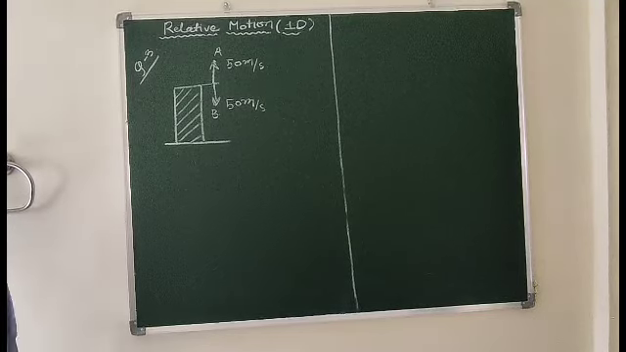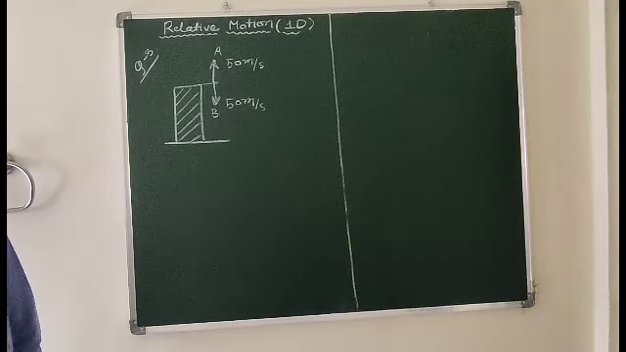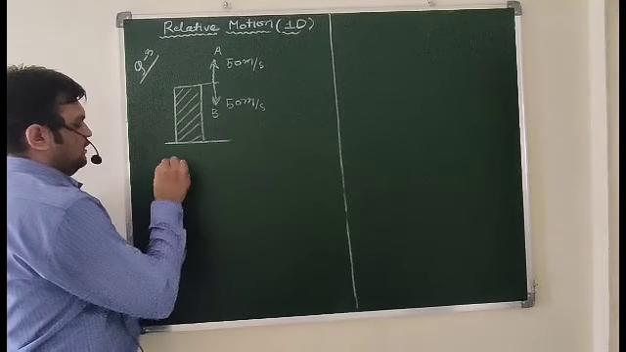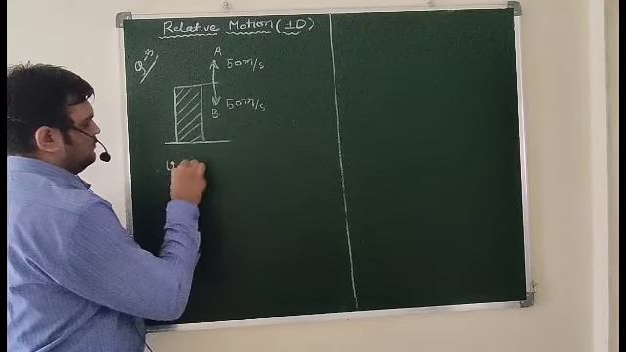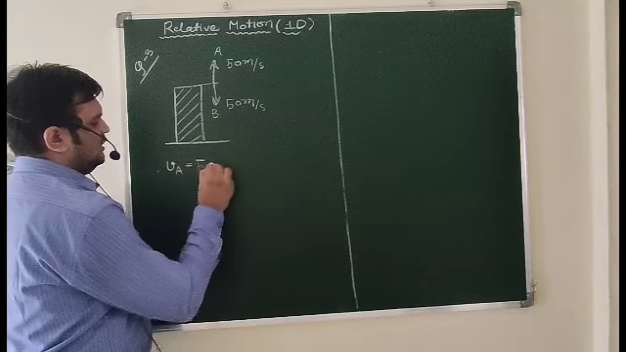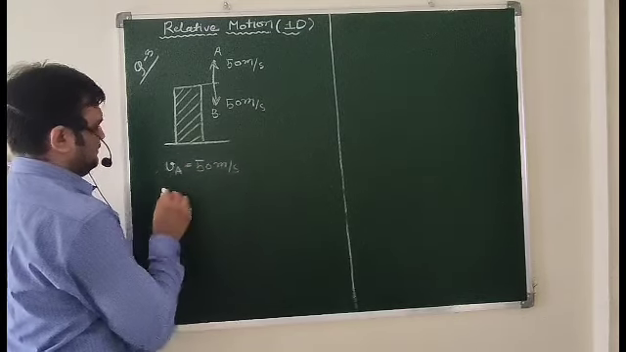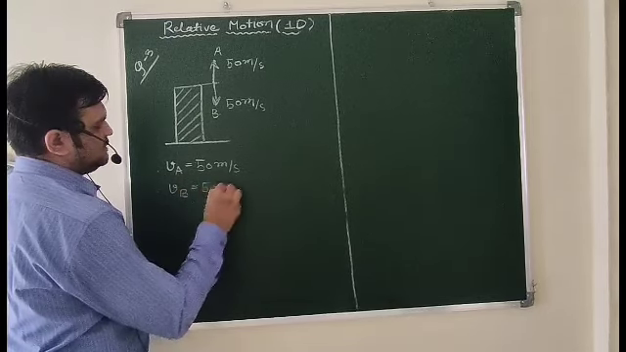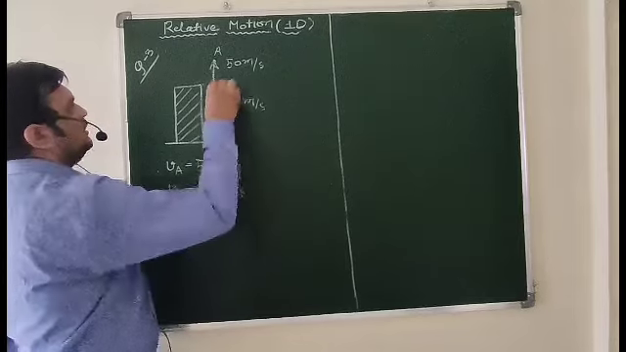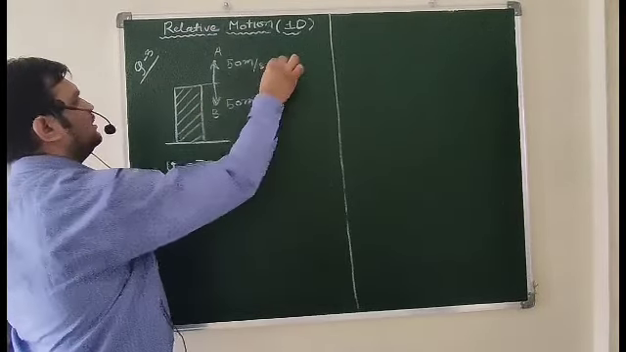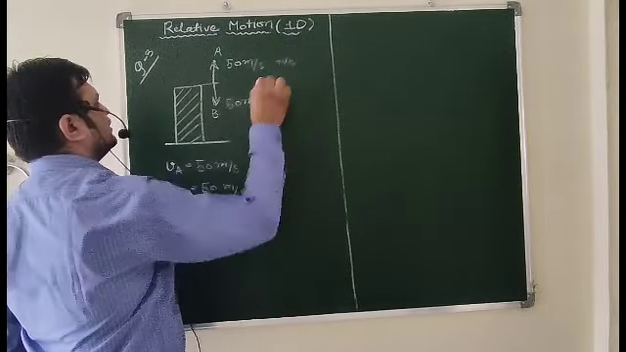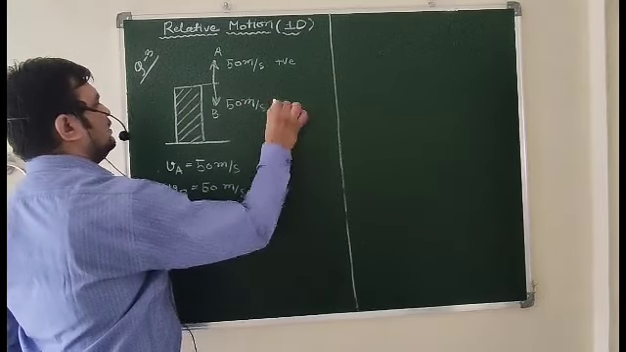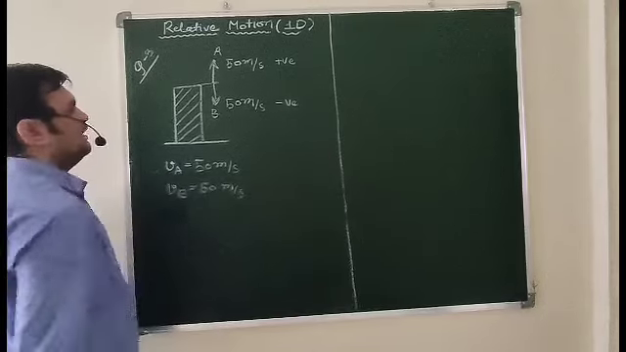So here we have to find out the relative velocity of stone A with respect to B. So here VA is 50 meter per second, VB is 50 meter per second. Here stone A is moving in the positive y direction and stone B is moving in the negative y direction.